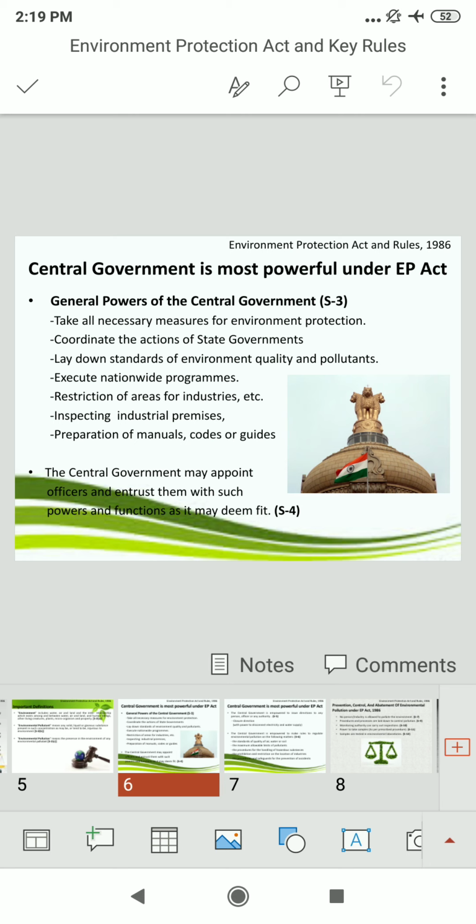The central government may appoint officers and entrust them with such powers and functions as it may deem fit.